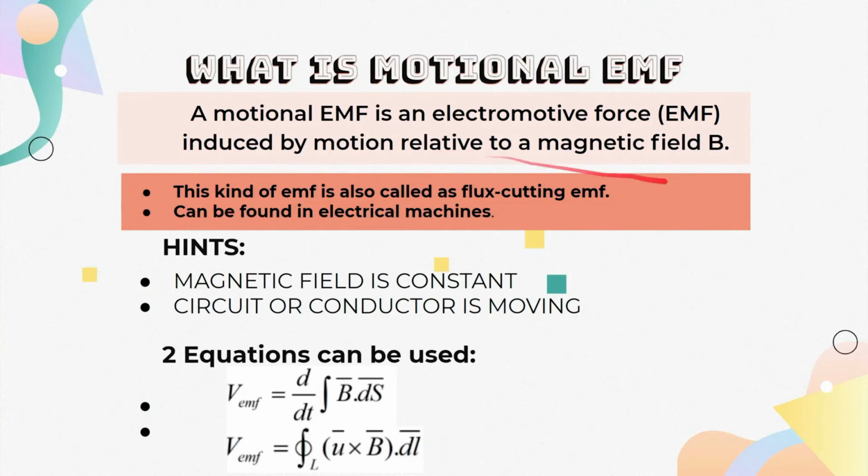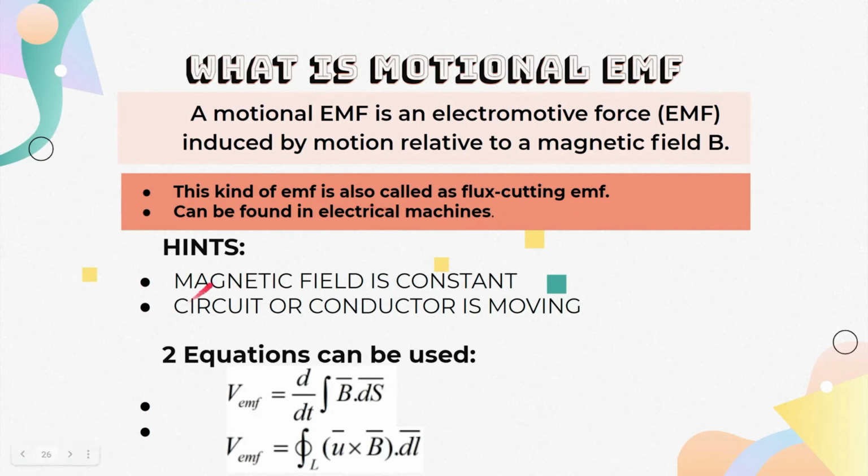Basically, motional EMF is an electromotive force induced by the motion relative to a magnetic field B. This means that when there is relative movement between the conductor or circuit and the magnetic field passing through it, the motional EMF will be induced in the conductor. This kind of EMF is also called flux cutting EMF, and motional EMF can mostly be found in electrical machines such as motors, alternators, and so on.